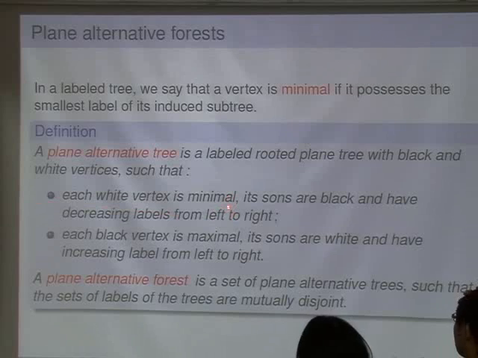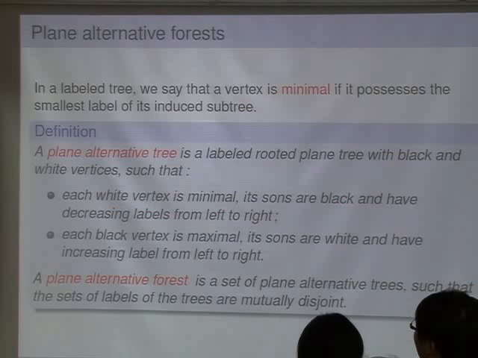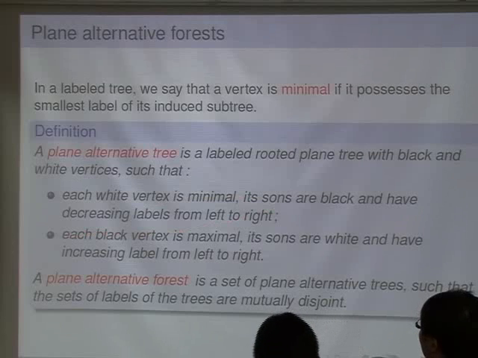Each white vertex is minimal. By minimal, I mean that it is smaller than all its descendants. It has a smaller label than all its descendants, meaning the children and children of its children, etc. So it's not really an alternating tree. I mean, it's not a local condition. It's really all the children, all its subtree.